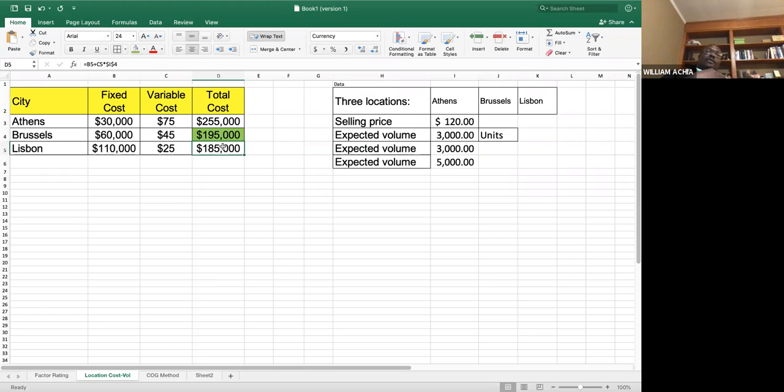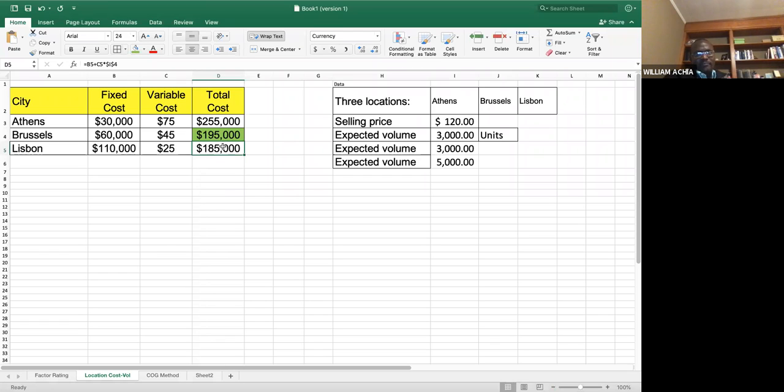This tells us that if we want to expand operations and grow the business beyond that initial 2,000 units, much as Brussels might be the cheaper option now, Lisbon might be the better option in the long term. If we think that 2 years from now we might have orders exceeding 2,000 or 2,500 units, let's consider setting up operations in Lisbon rather than Brussels, which gives us a shorter-term, lower cost, but a longer-term, more expensive cost. Okay, so that's location cost volume.